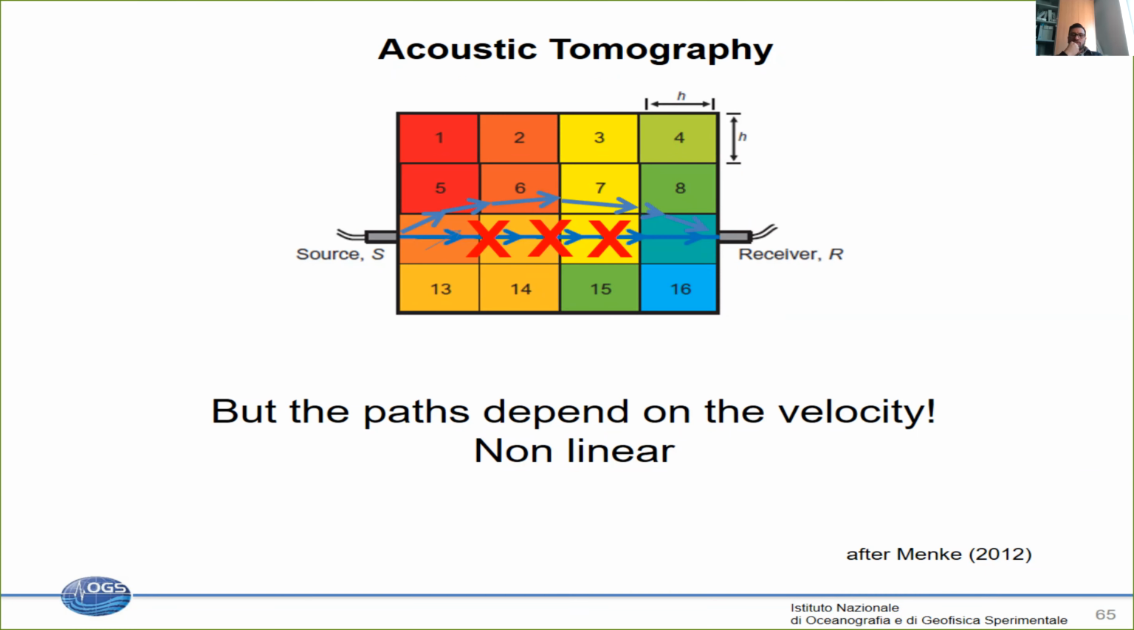What is the problem? The problem is that if my blocks have different velocities, the first arrival that I use to measure the velocity might not be the wave that is propagating in the horizontal direction in this case. But maybe it's a wave that is making a little bit longer path, but in blocks with higher velocities, and therefore is sampling our model in a different way. So the problem is that the path that we have also depends on the velocity. So we have a nonlinear problem.